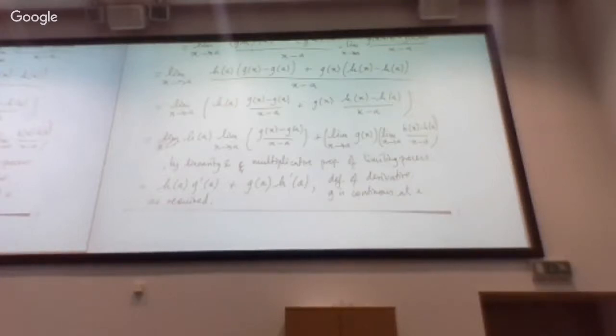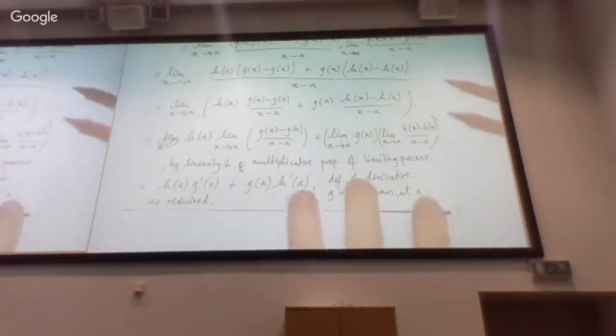So we are now forever secure and safe in our use of the product rule. We've seen the justification. Any questions about that?